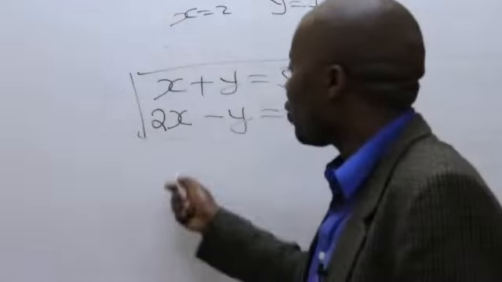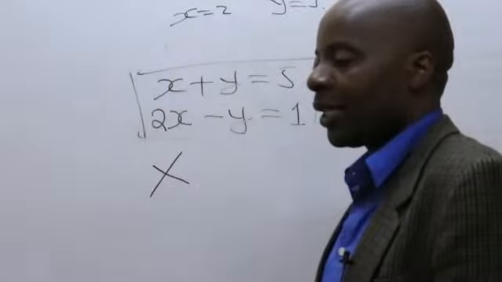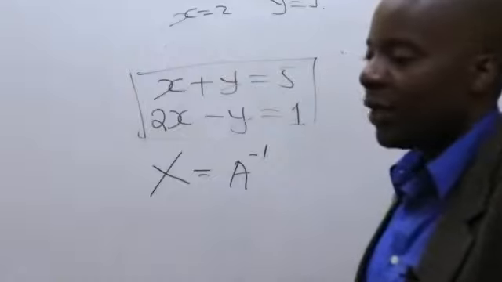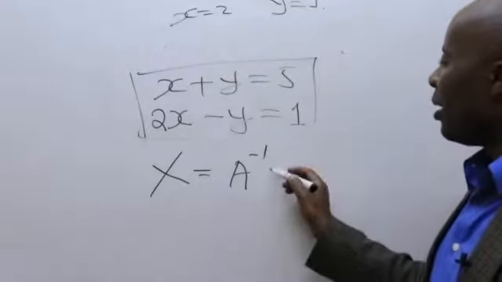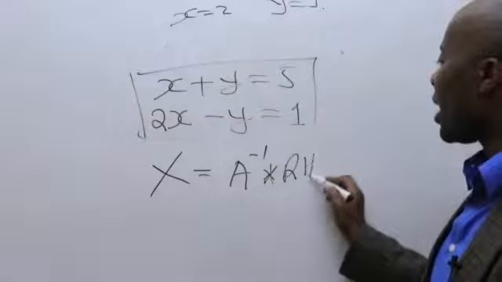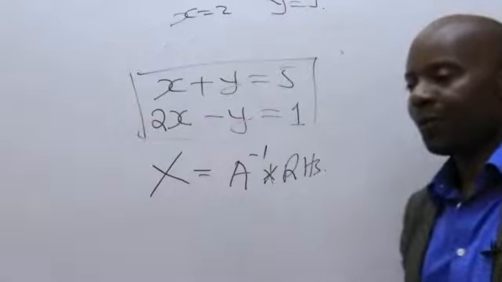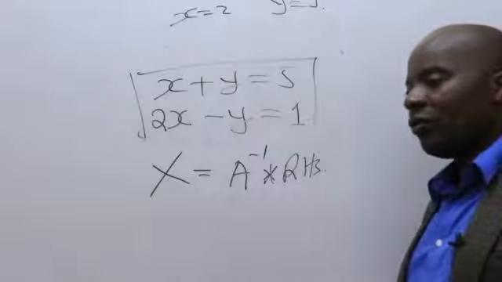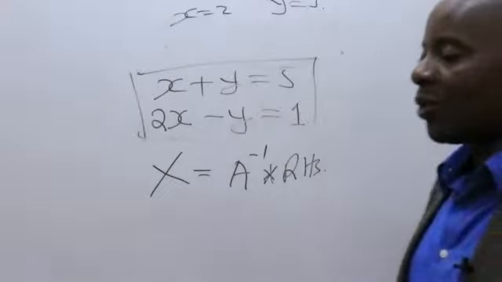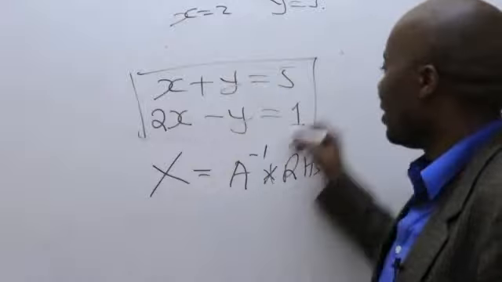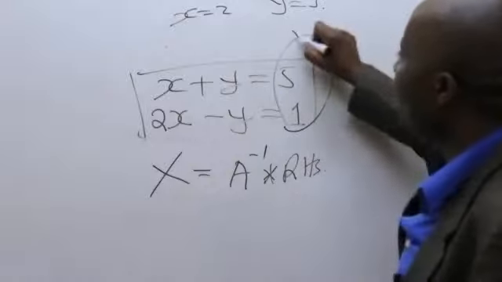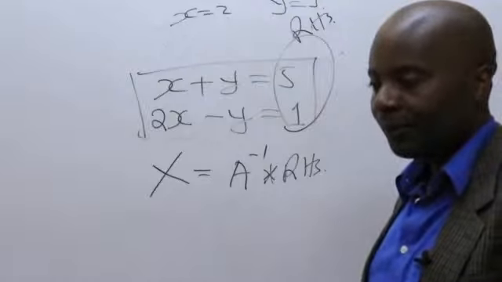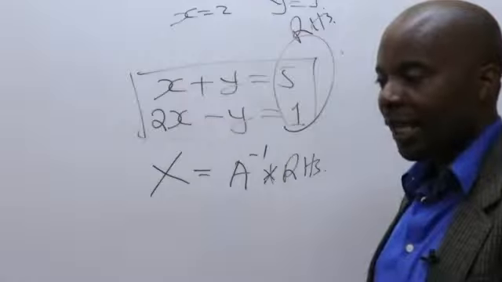Remember, for us to be able to get the unknowns, we normally take the inverse of A multiplied by what here? The right-hand side values. The inverse of A multiplied by the right-hand side values. Remember, these are the right-hand side values.